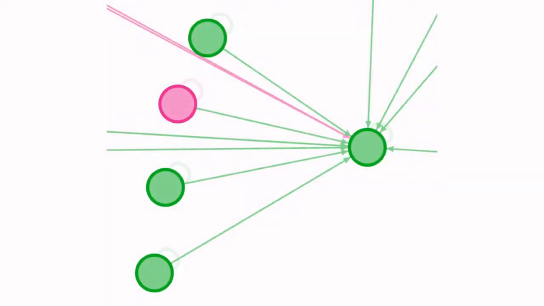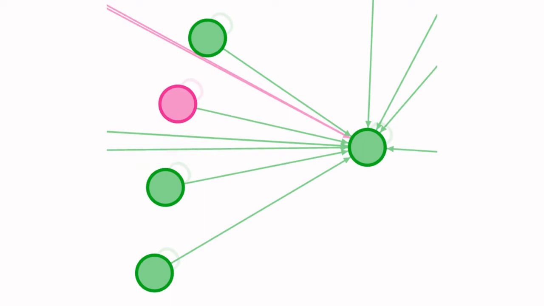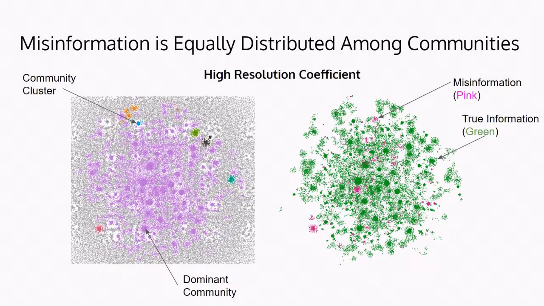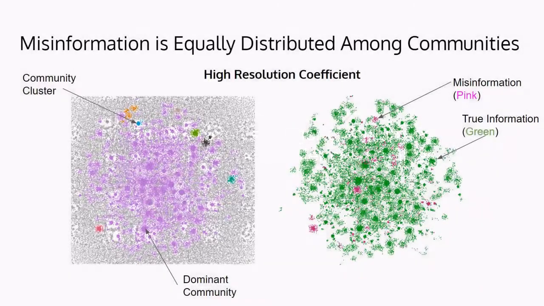In the graph, the nodes represent users and the edges represent interactions between two users. These edges have weights. If two users reply to each other 5 times, that edge has a weight of 5. With that in mind, we apply the Louvain algorithm onto the graph to detect communities. For context, using a high resolution coefficient should give us larger communities, and a low resolution should give smaller communities.